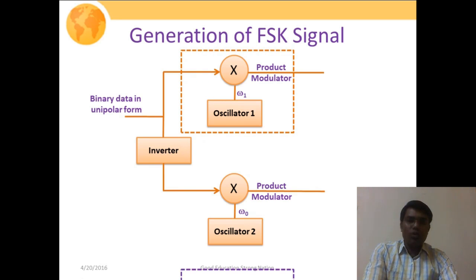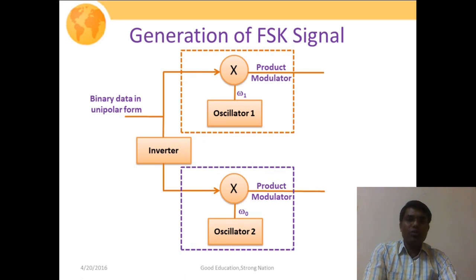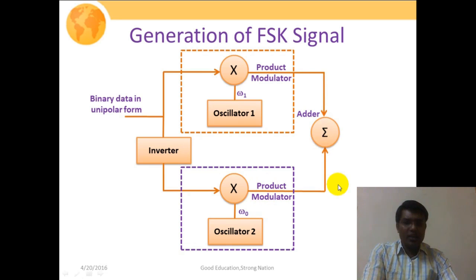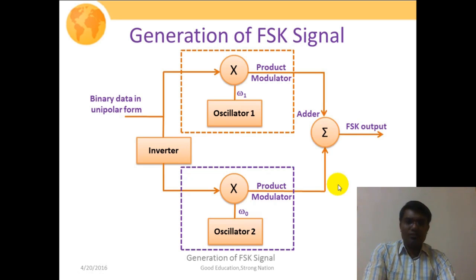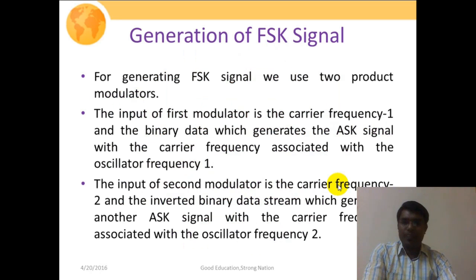Then the output of these two product modulators, first and second, will go through an adder, and the output of the adder will essentially be an FSK signal. So this is how we actually generate our FSK signal. This particular slide shows the explanation of whatever we have discussed in our last block diagram.